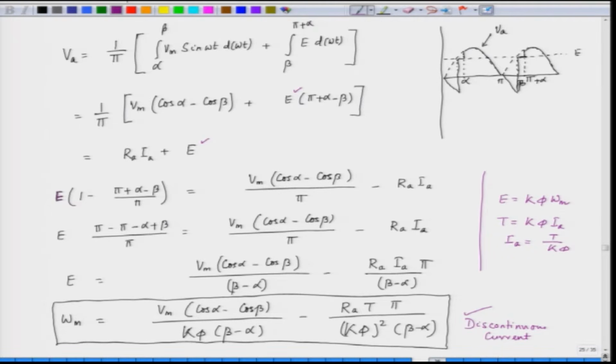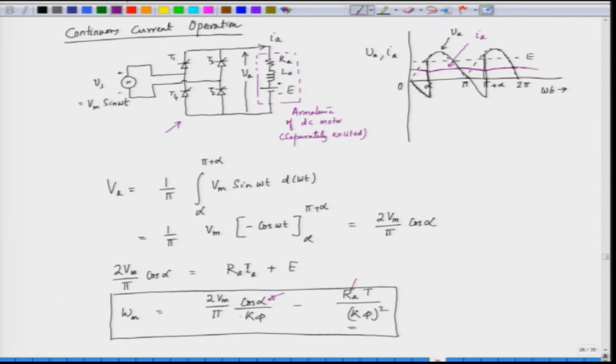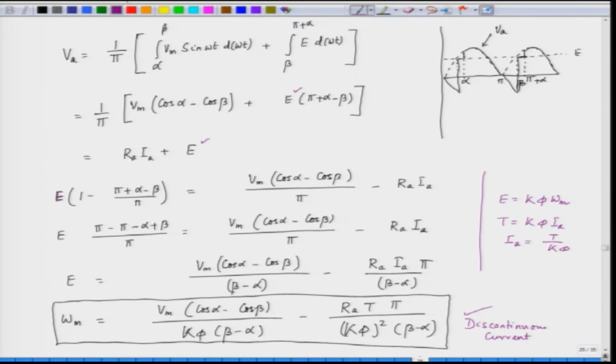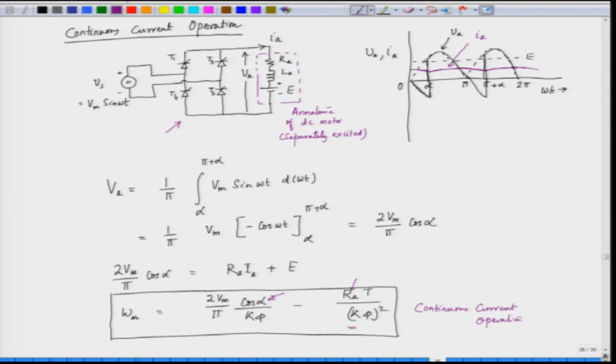And when the load is higher, the motor operates in continuous current operation. So, this is continuous current operation. Okay. So, this equation is for discontinuous current operation, which relates the speed with the torque, and this equation is for continuous operation, which relates the speed with the torque.